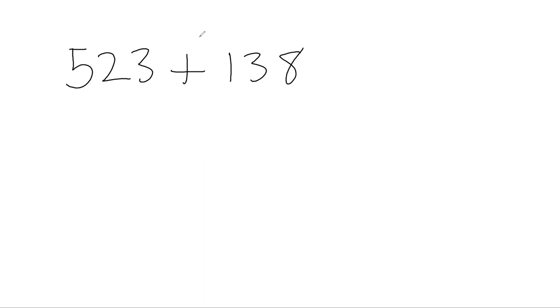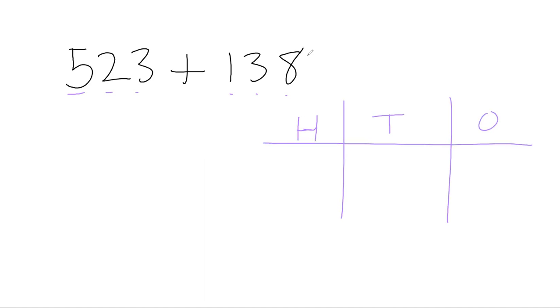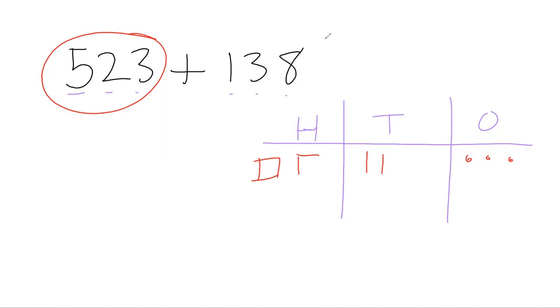So we're going to take 523. We're going to add 138. So step one, we're going to model it. Hundreds, tens, ones. So I have those three place values. So I got my hundreds place, my tens place, my ones place. Okay, now let's model each number. So I'll start here. I got 3, 1, 2, 3 ones. I got 2 tens, and I have 5 hundreds. 1, 2, 3, 4, 5. Okay.